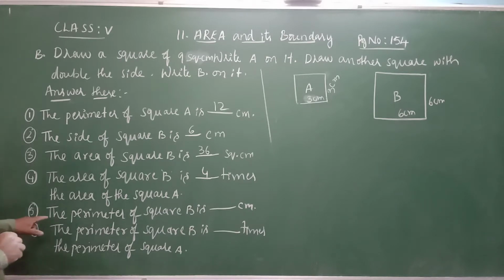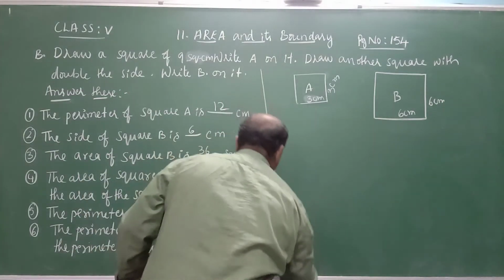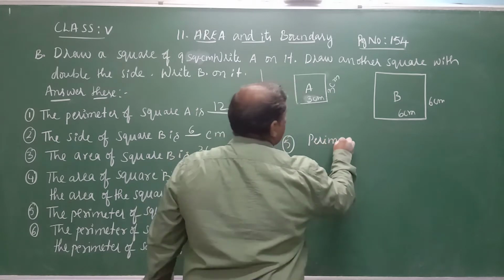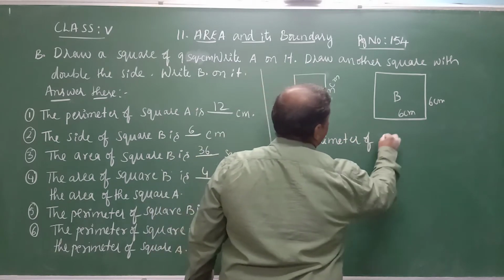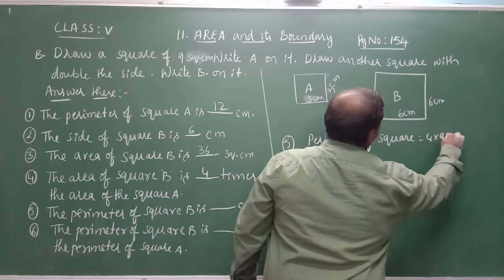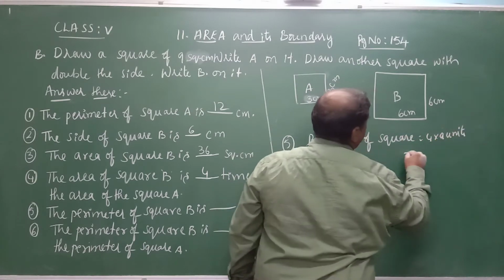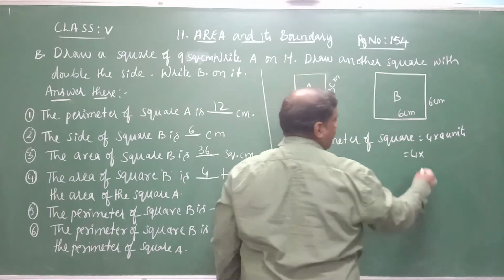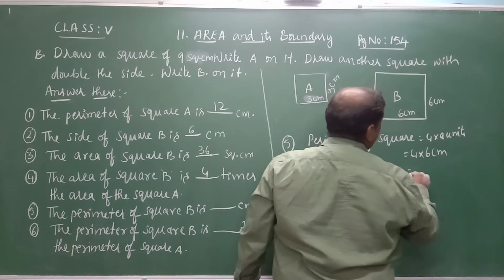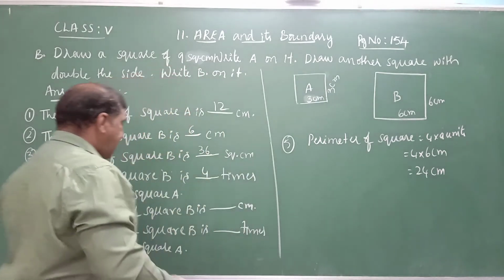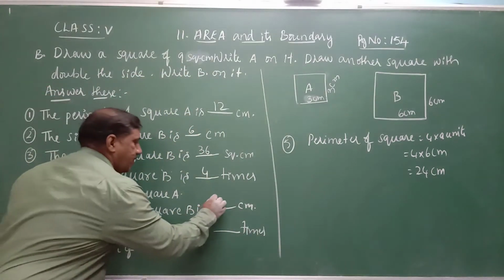Now the fifth question. The perimeter of square B is dash centimeters. Perimeter of square B is equal to what? 4 into A units, 4 into each side. That is 4 into each side of square B, which is 6 centimeters. 4 into 6 is 24. 24 centimeters is the perimeter of square B.